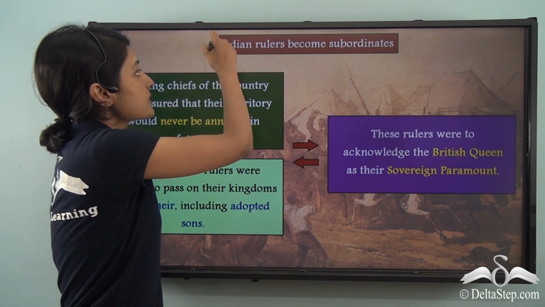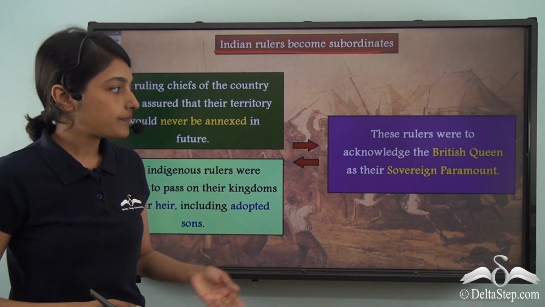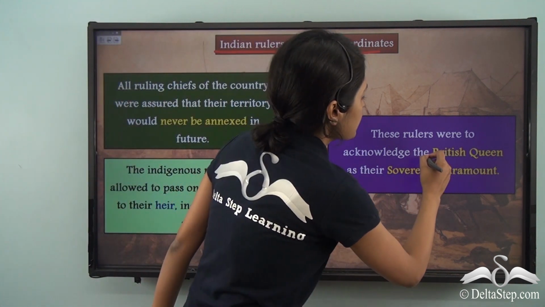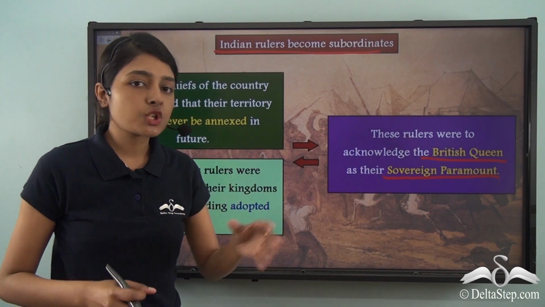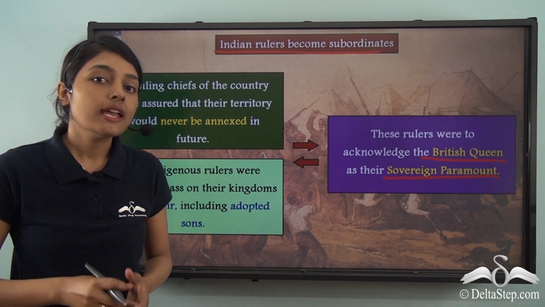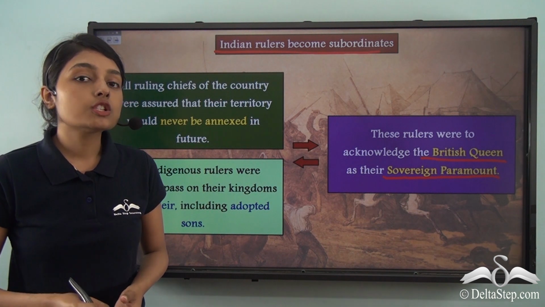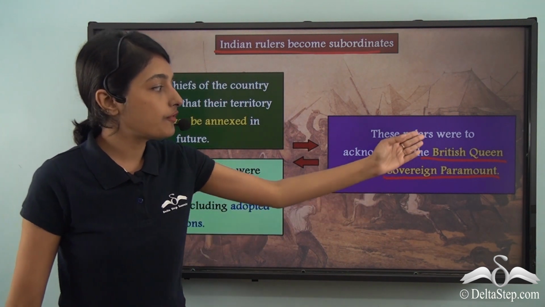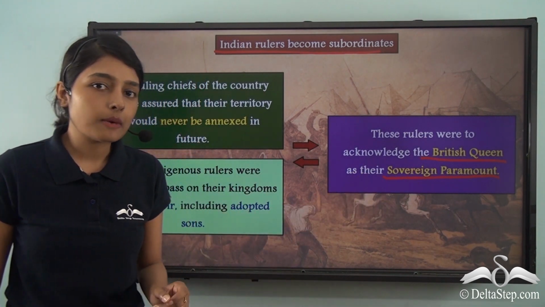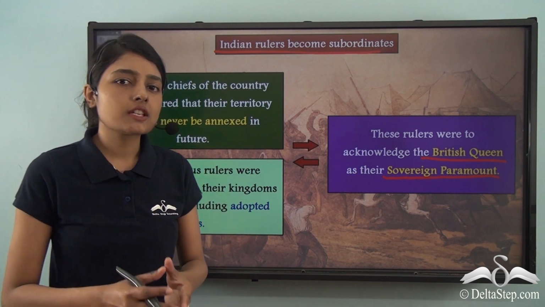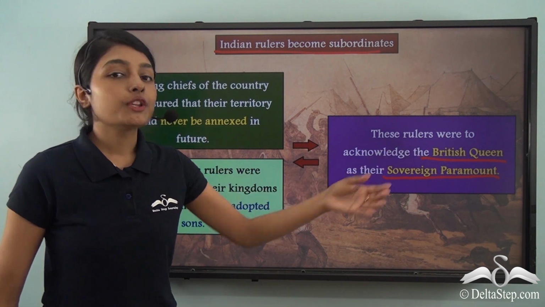So the Indian rulers were to become subordinates to the British Crown. How was this to be done? These rulers were to acknowledge the British Queen as their sovereign paramount. So it was the British Queen who was at the helm of power in the Indian subcontinent from this point of time, and these local rulers were simply the subordinates of the British Queen. They were to acknowledge the British Queen as their sovereign paramount. That is to say, these local ruling chiefs, though they had their own territories, actually lost their autonomy to the British Queen.